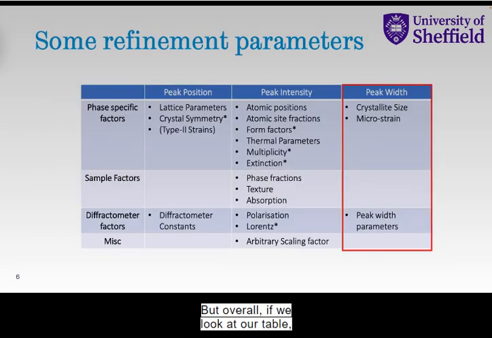But overall, if we look at our table, we can think of our peak width as being related to some of these things: our crystallite size, our microstrain, and our peak width parameters that come from our diffractometer, so our instrument parameters there. So if we're doing our refinement and we're not getting the peak widths quite right, then we'll want to consider refining one or more of these. And then we're going to have to go through the usual decision of which one of these we're going to refine and in which order.